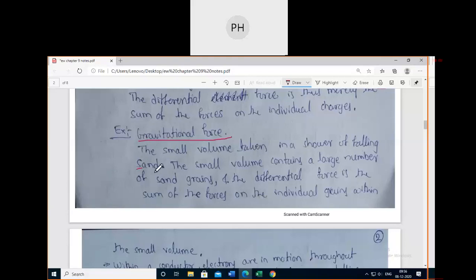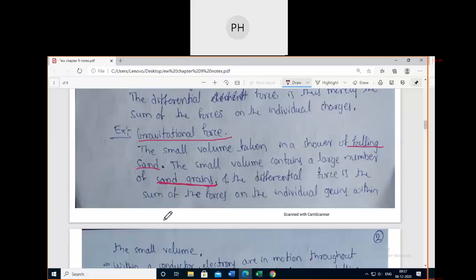If you take sand and leave it from a particular height, it will fall. A small volume contains a large number of sand grains. Consider small dust with respect to sand; those are nothing but a small number of charges. Together it will be the total force, the total sand.